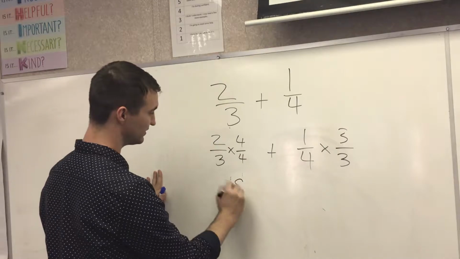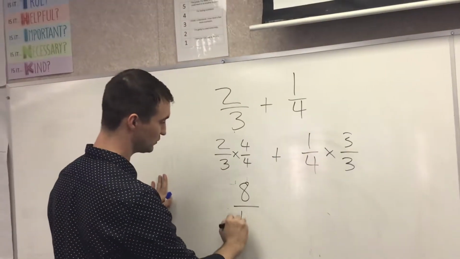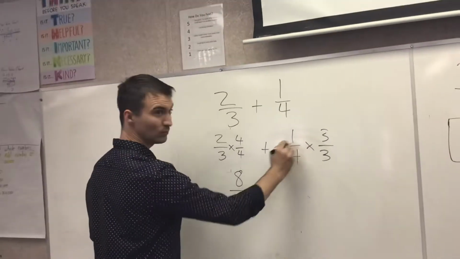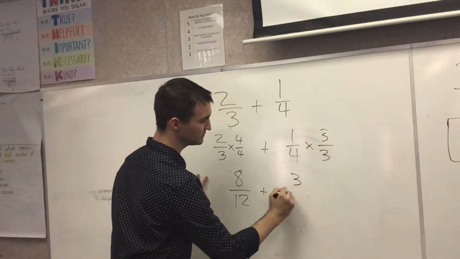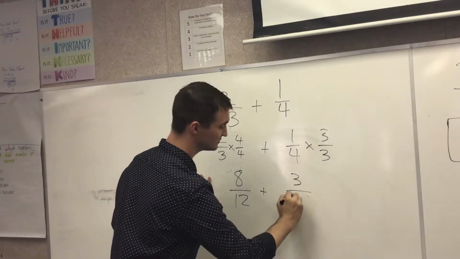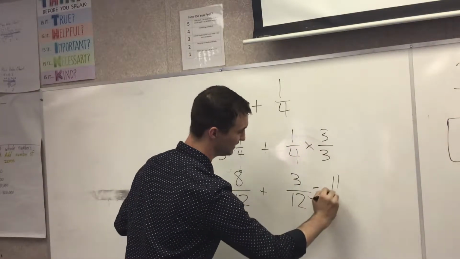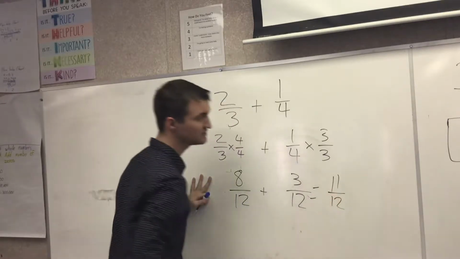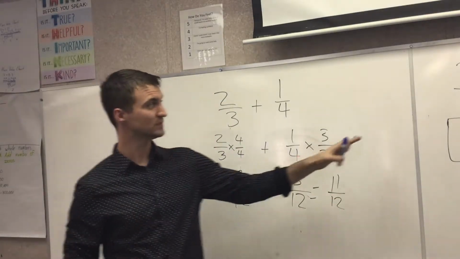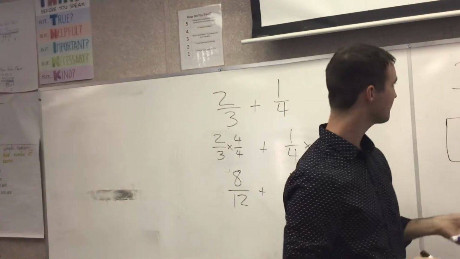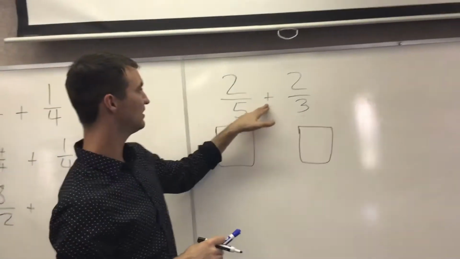So 2 times 4 is 8. 3 times 4 is 12 to get our denominator. And then 1 times 3 is 3. And 4 times 3 is 12. And then I would get my same answer, 11/12. Now, that's the first one. Let's go to our second one over here. And let's take a look. We've got 2/5 plus 2/3.